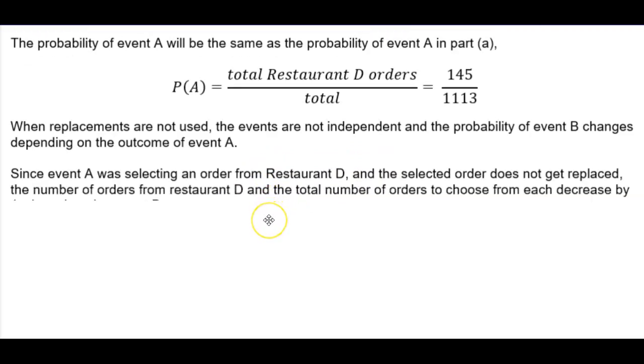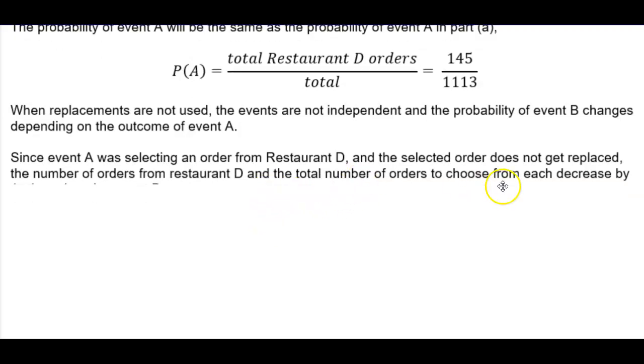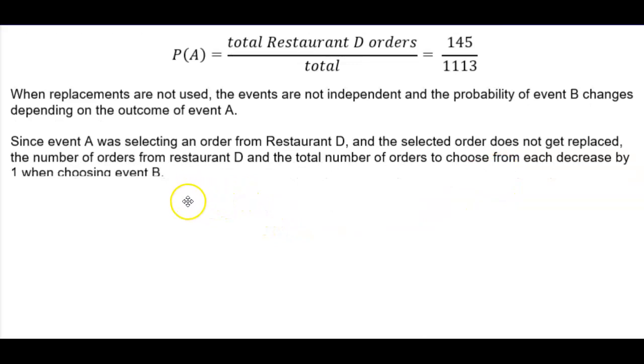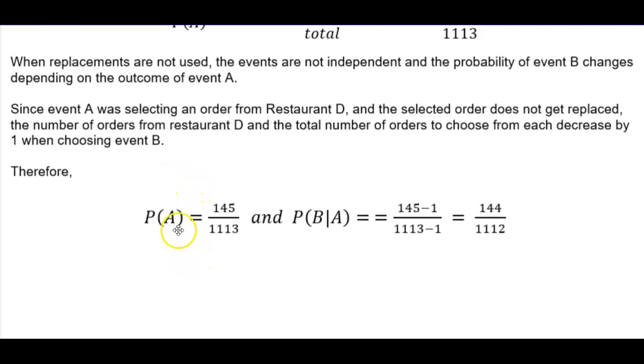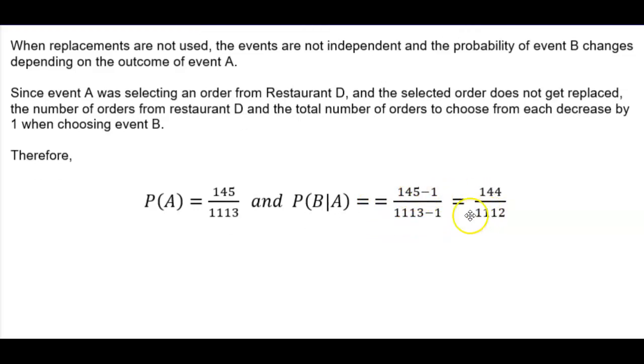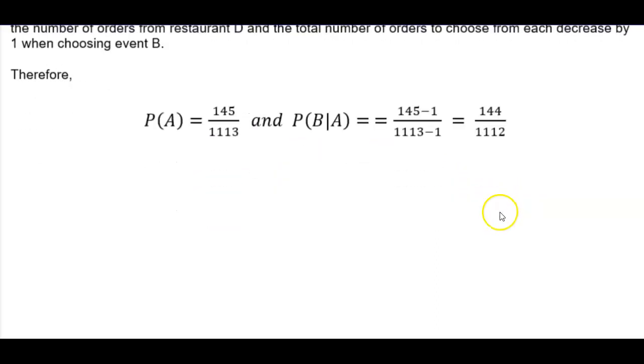Since event A was selecting an order from restaurant D, and the selected order does not get replaced, the number of orders from restaurant D and the total number of orders to choose from each decrease by 1 when choosing event B. So the probability of event A is 145 over 1,113, and for the probability of event B, provided that A has already occurred, we're subtracting 1 from 145, which gives us 144, and subtracting 1 from 1,113 gives us 1,112. Since it's without replacement, we lose one value from each, the numerator and denominator.